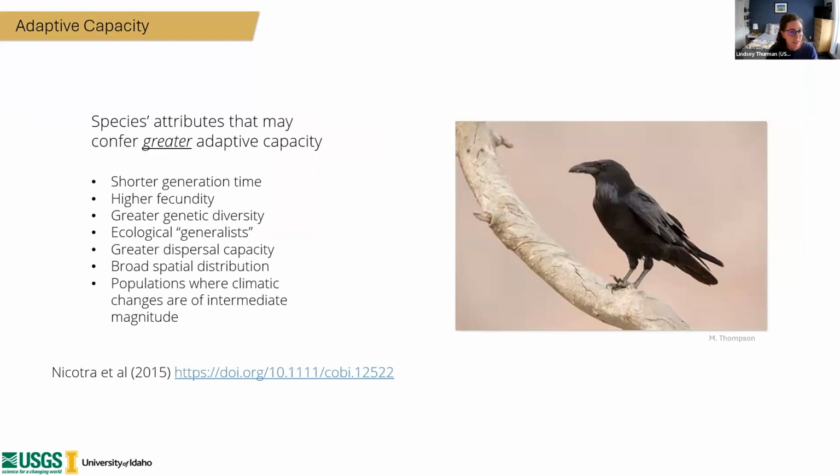But we wanted to really dig into what kind of traits may confer greater adaptive capacity for a species. And there was some foundational work that you can access through that link down there, where they discuss the kinds of traits that might confer greater adaptive capacity in species. And these are things like short generation time, so those short-lived species with high reproductive output, those ecological generalists that occur across broader spatial distributions, and that many of which have greater genetic diversity.